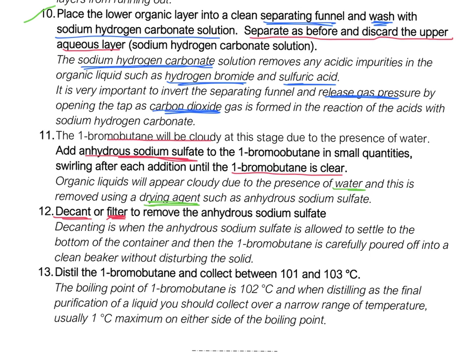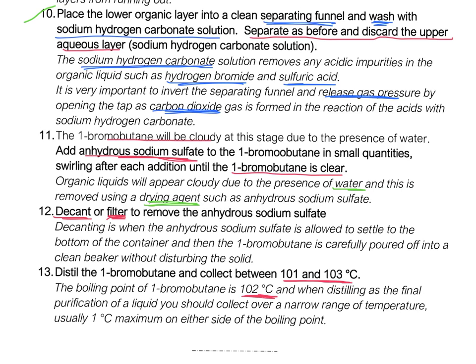Okay, and then we're nearly there. The last step is to use our distillation again to collect our 1-bromobutane, and its boiling point is 102, and the more pure our product is, the narrower the range of distillation temperatures. So if it happens at exactly 102 degrees C, it'll be really pure, but more than likely it'll be between about 101 and 103 degrees C.